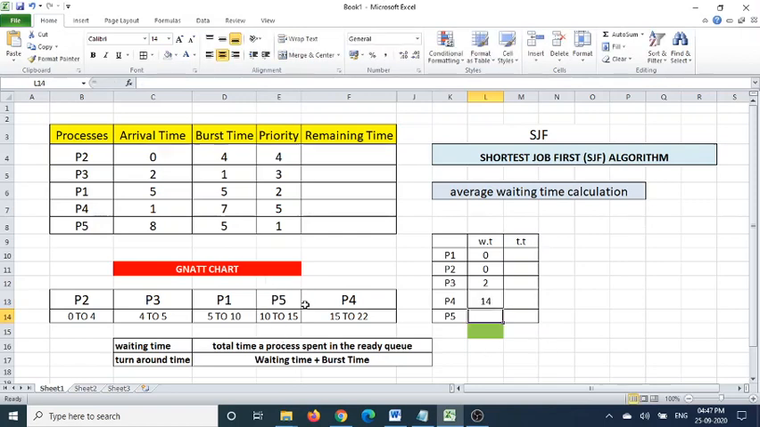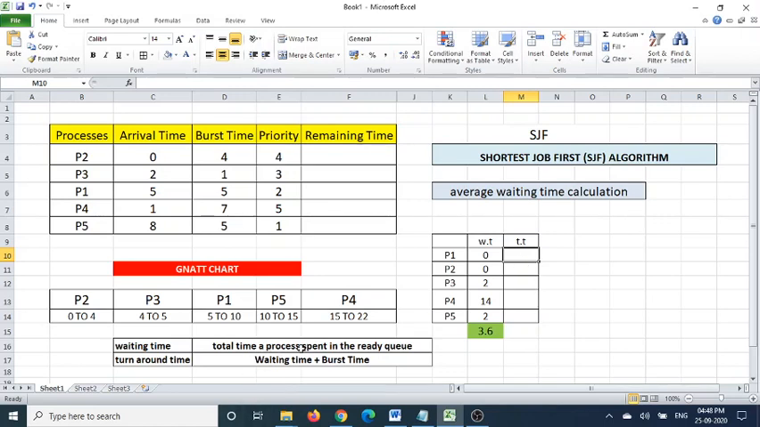What is P5's waiting time? P5 got the CPU at 10. P5's arrival time is 8. So 10 minus 8 is 2. So for 2 units it was waiting in the ready queue. So this is the total. Okay. So if you want to find the average of this, it is 3.6. So let us see what is the turnaround time for everything.